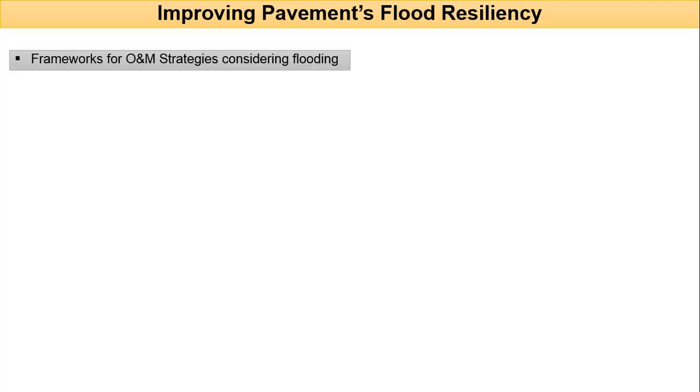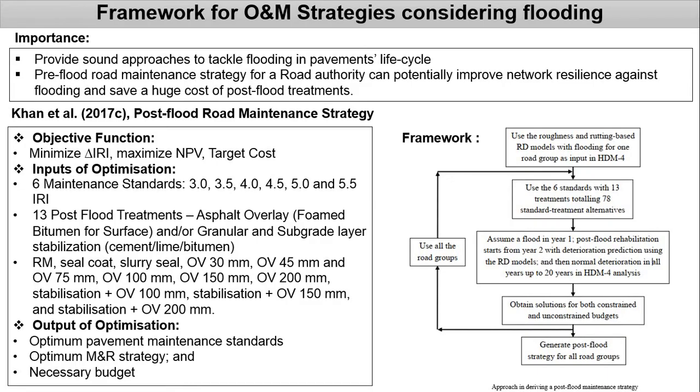So far we have talked about defining flood resiliency, but now we have to talk about the framework for O&M strategies for pre- and post-flood. In 2017, Khan introduced post-flood road maintenance strategies and a framework for how we can get good maintenance strategies within a given budget, to minimize roughness. In this framework, Khan introduced different treatments with different standards. Eventually, as an output, we will get the best treatment with the best standard for the given roughness index.